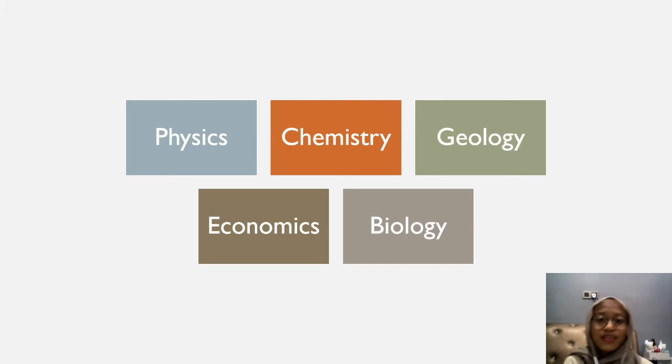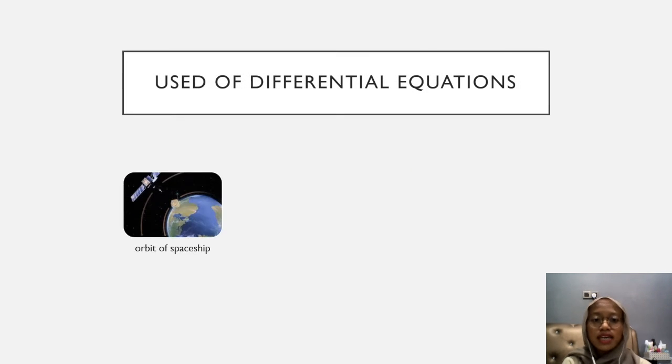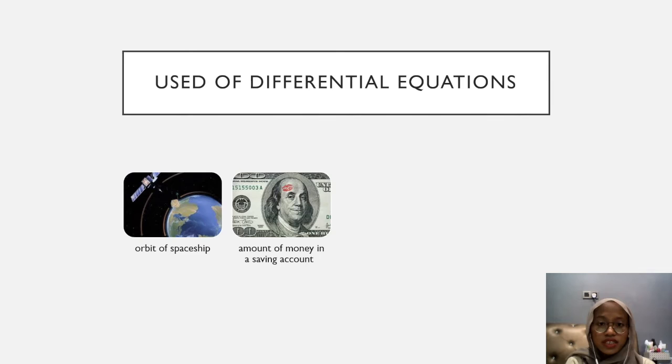Before explaining the definition of differential equation, let's just talk about what a differential equation can be used for. Differential equations can be used for the orbit of a spaceship, the amount of money in a savings account, the description of a radio wave, and the amount of current and voltage in an electric circuit, and on and on. These can all be described by using differential equations.